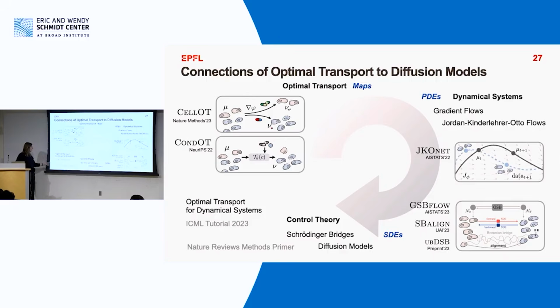We also wrote a Nature Reviews Methods Primer. This is not the only primer; there's also one by Caroline, on everything optimal transport in spatial and single-cell omics. There are many, many application domains for optimal transport that I didn't mention here that are also super exciting.